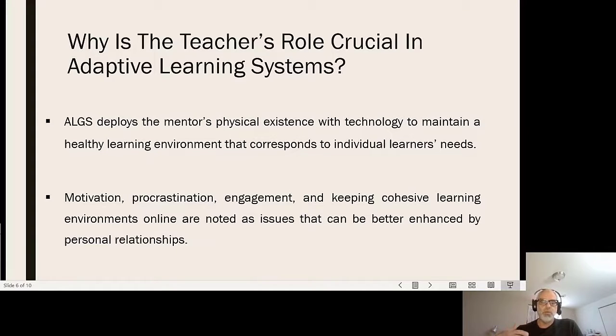what's the teacher file, what's the learning profile for the learner that the teacher maintains can tell us about that learner. What motivates him or her? What sort of procrastination? Is she engaged, not engaged? Is she keeping a cohesive learning environment online? What can be enhanced in this interaction? How can this interaction work to the benefit of the learner?